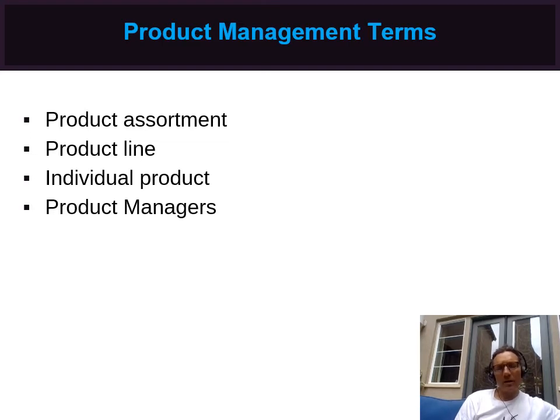And they even make aircraft now, so a Honda Jet. So all of that collectively, everything the company makes A to Z, is called their product assortment. A product line is when you take products and classify them into categories.